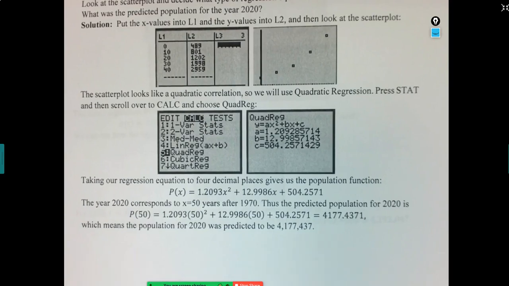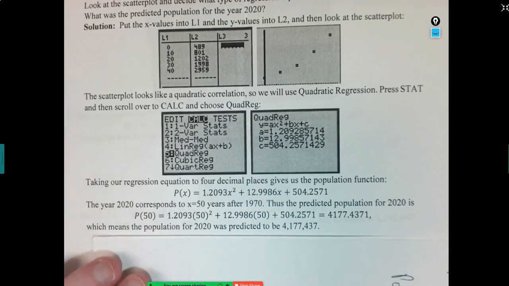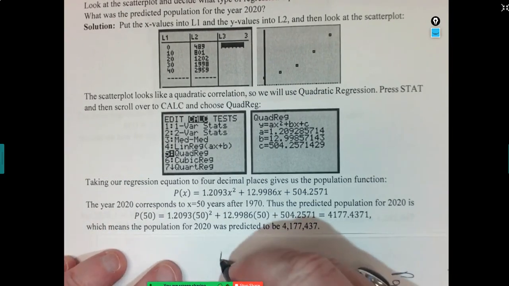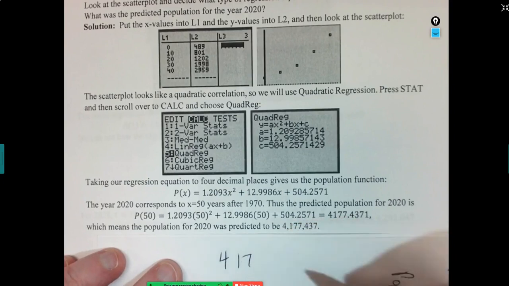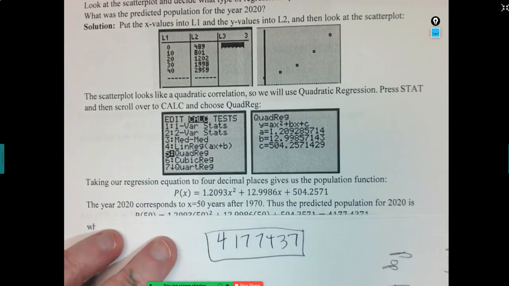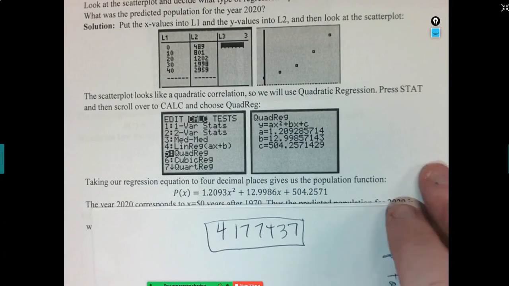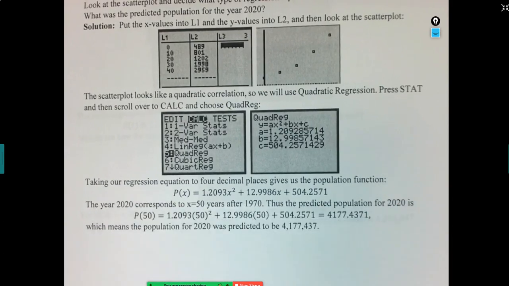Now, another thing on the departmental homework: you must put your conclusion as a full sentence. So if the question is, what was the predicted population for 2020, and you write this down and then put a box around it, there are going to be points deducted for that. So we have to be clear here. You've got to give your answer as a full sentence.